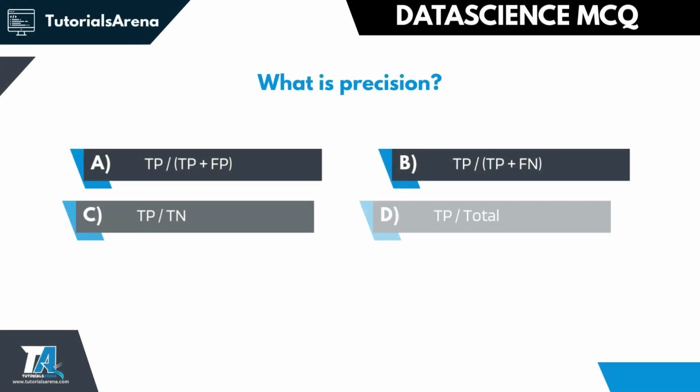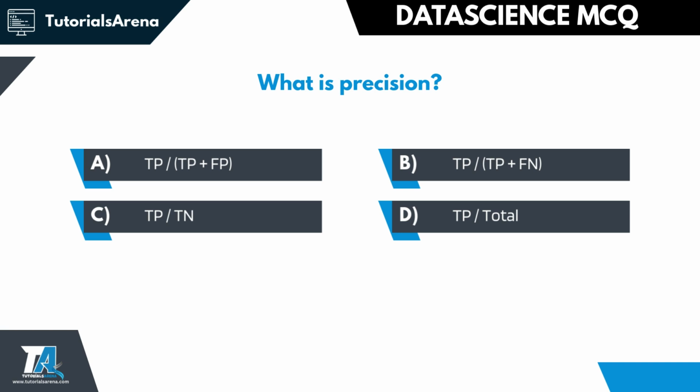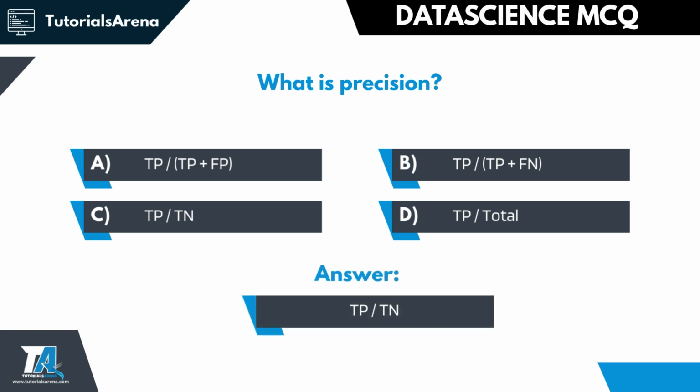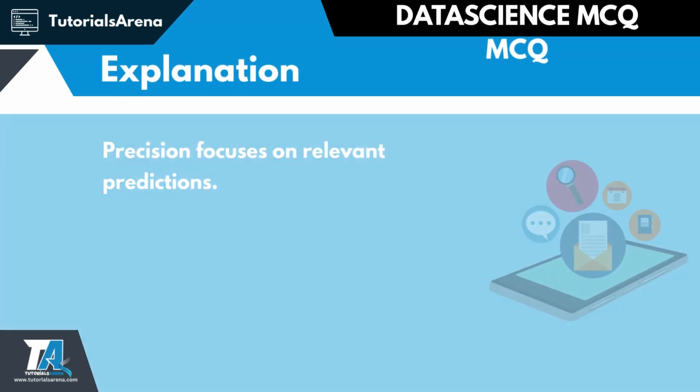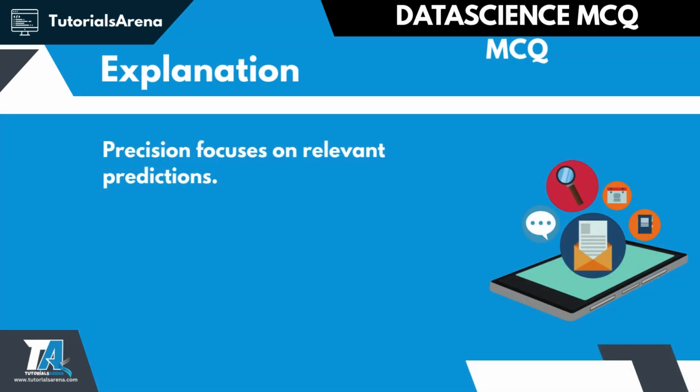What is precision? The answer is option A, TP over TP plus FP. Precision focuses on relevant predictions.